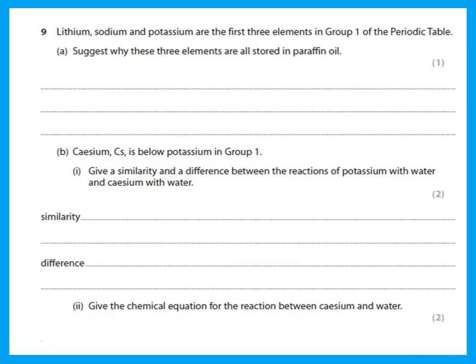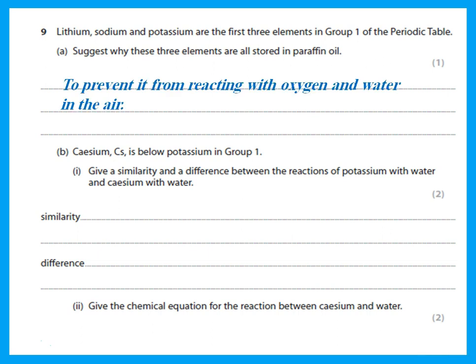Lithium, sodium, and potassium are the first three elements in group 1. Suggest why these three elements are all stored in paraffin oil. Remember that group 1 in general are very reactive metals, so we store them in paraffin oil to prevent them from reacting with oxygen and water in the air.